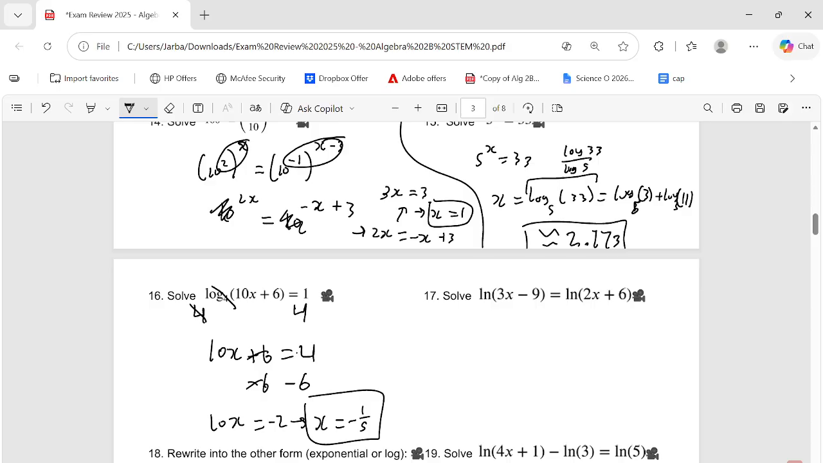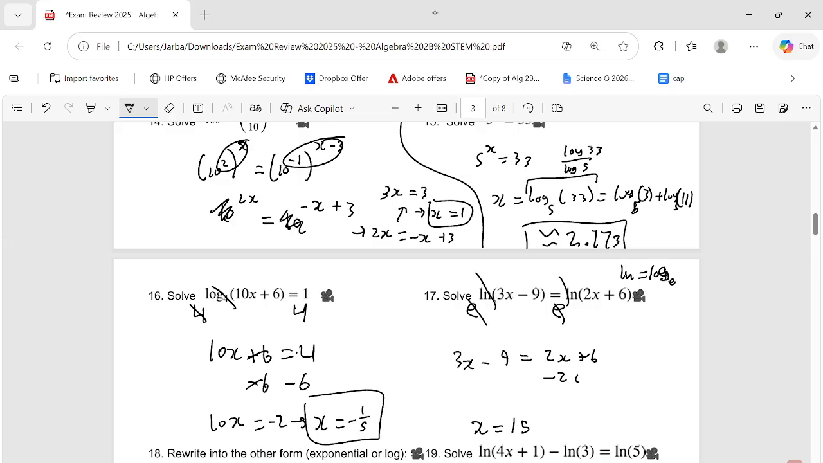Alright. Natural log of 3x minus 9 equals natural log of 2x plus 6. Now, we have both sides of the base of e. So that will cancel out the natural log, because natural log, that's just log base e. So 3x minus 9 is equal to 2x plus 6. If I subtract 2x from both sides and add 9, I get x equals 15. Wait. Yeah, x equals 15.